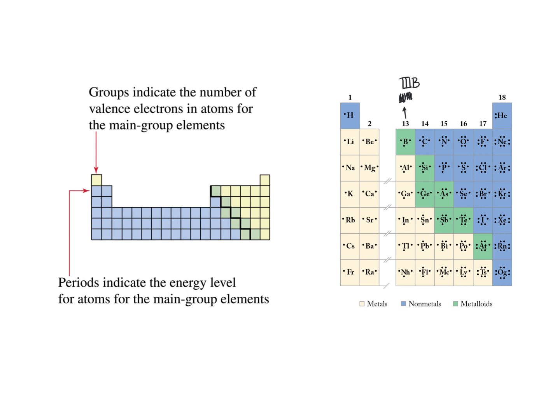Now, the periods indicate the energy level for the atoms in the main group element. And we're not going to do as much in this class with the energy level. It's just kind of nice to know that particular energy level.